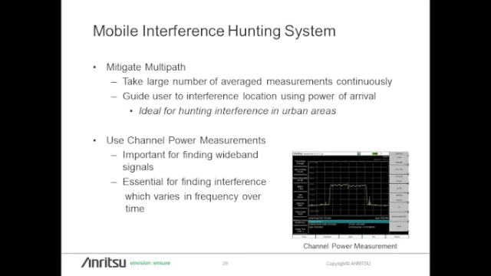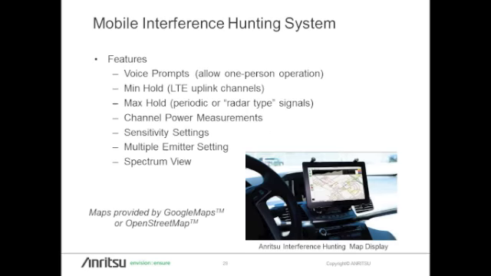So with a mobile system, as I mentioned, in general, you need something that can mitigate the multipath. You can do a lot of average measurements, and it needs to be optimized for hunting interference in urban areas. So I mentioned the channel power. It's important for finding the wideband signals, but it's essential for finding signals that drift in frequency over time. Some other features we're looking at are voice prompts for one-person operation, min-hold, max-hold we talked about, and others we also talked about. The other thing I want to mention is sensitivity settings.